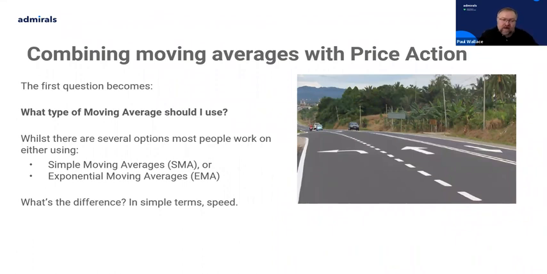What I tend to find is people focus on one of two, either a simple moving average or an exponential moving average. So you might see it as an SMA or an EMA. Alfred, before, said he uses SMA. I myself use SMAs as well. And what's the difference? Well, in simple terms, speed. There'll be people who think SMAs are the best, and people who think exponential moving averages are.